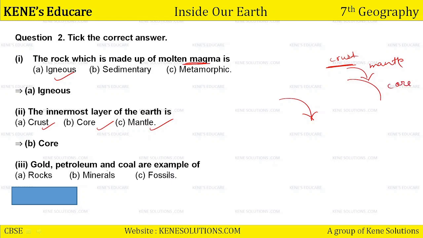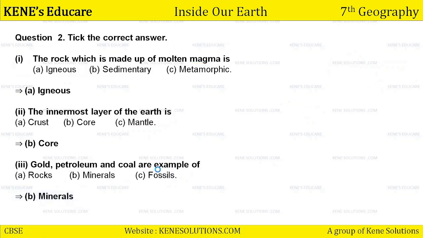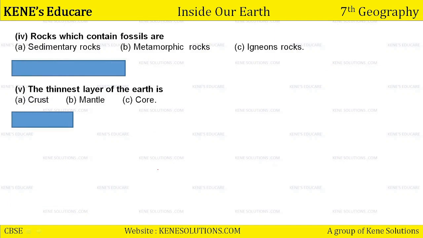Third part, gold, petroleum and coal are examples of rock, mineral or fossil. गोल्ड, पेट्रोलियम, कोल ये रॉक है कि मिनरल है कि फॉसिल है? बताओ. मिनरल्स हैं, करेक्ट.